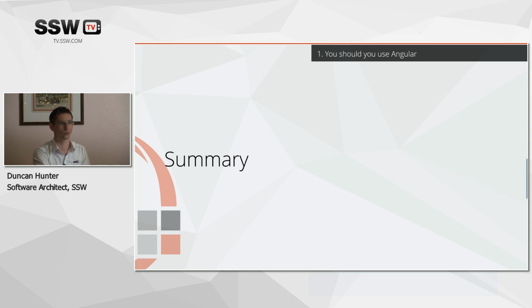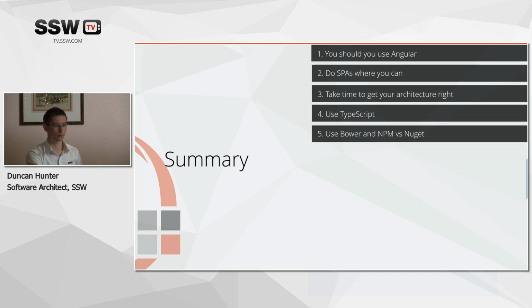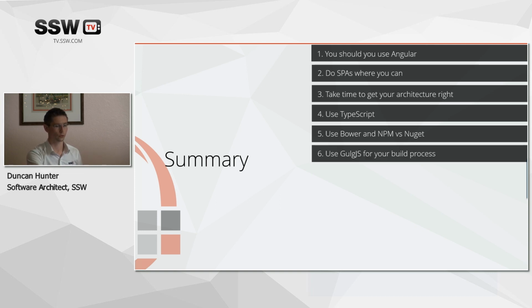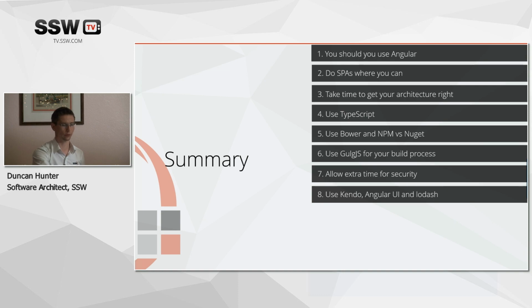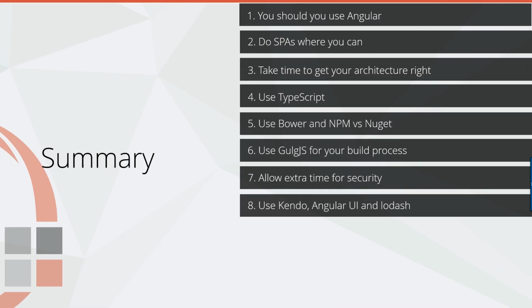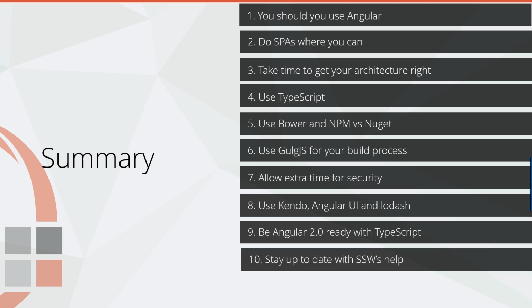So in summary, I would say that you should use Angular. At the moment, it's still the dominant force, Angular 1 point something, whichever version you're using in 1.x. Do full SPAs where you can. Take your time to get your architecture right up front, and use a style guide for that. Use TypeScript. Use Bower and NPM, not NuGet, for your front-end JavaScript libraries. Use Gulp for your build process. Allow extra time for security. Use Kendo, Angular UI, and Lodash as some of the great ways to speed up your development with Angular. Be Angular 2 ready with TypeScript, and stay up to date with our help.